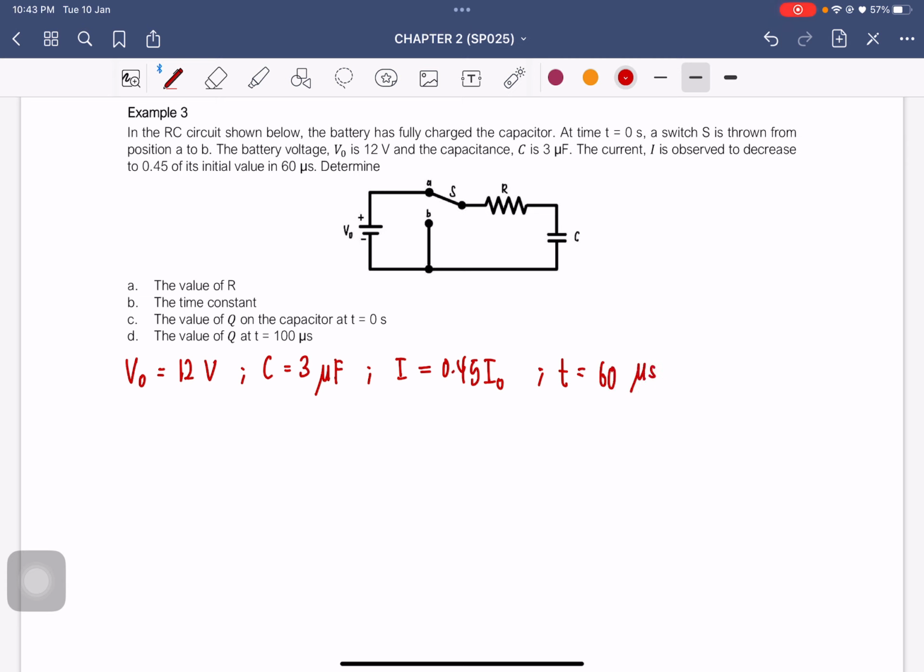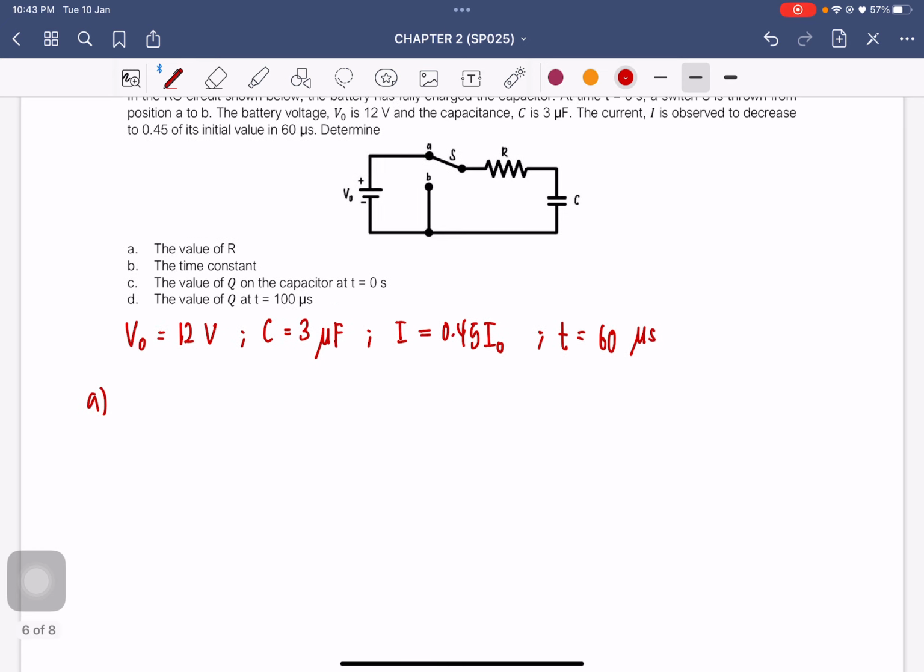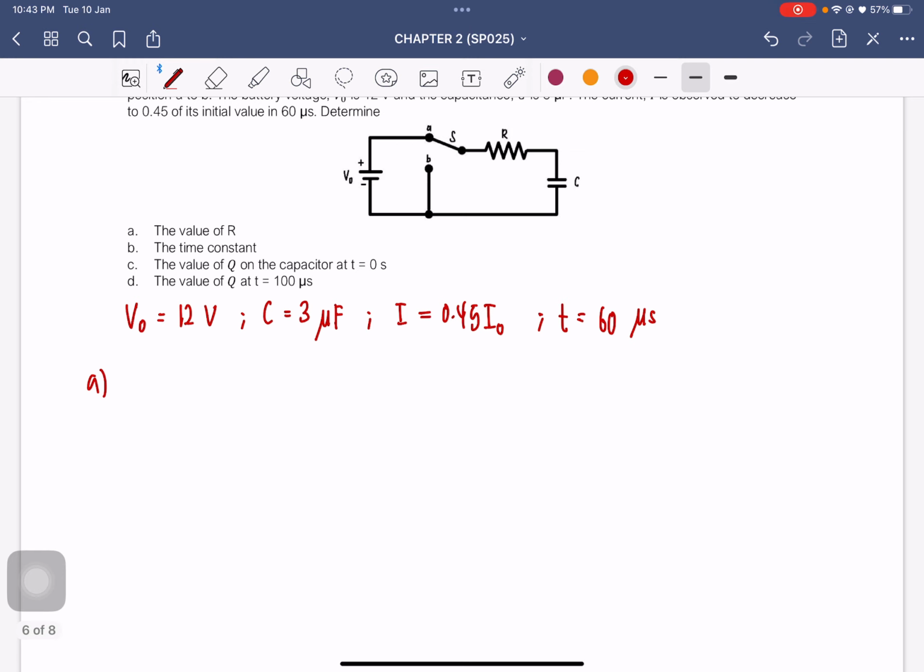Okay, so for question A, the value of R can be calculated by applying the equation of current for discharging process. So why is it a discharging process? Because kalau kita tengok sekarang ni, this is a closed circuit. Kalau kita letak macam ni, dia open circuit lah. Sebab di sini tiada connection. So macam mana dia mau connect pergi sebelah?